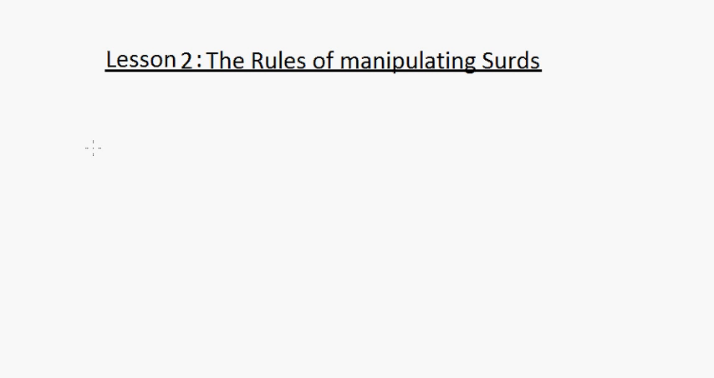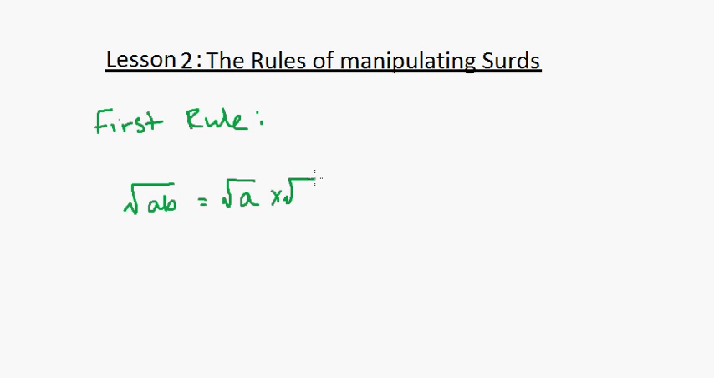To start off with, let's look at the first rule. Now, I write my rules in green so they stand out. So the first rule is that the square root of AB equals root A times root B. Now this is a key rule that you need to know when you're asked to simplify, and this also comes in rationalizing surds and so on. So if you don't know this already, I suggest you keep watching.